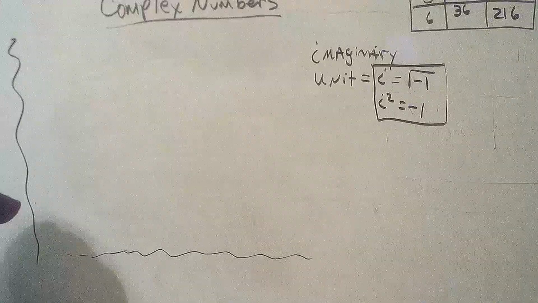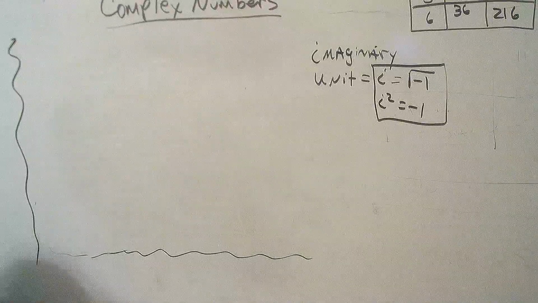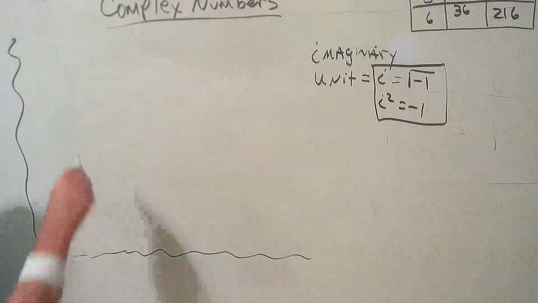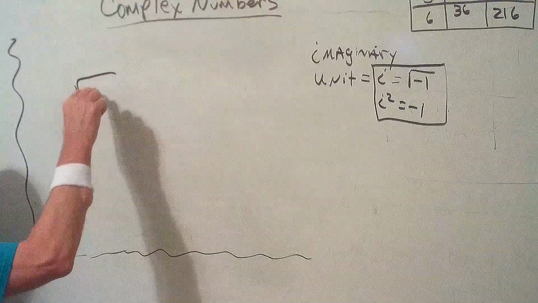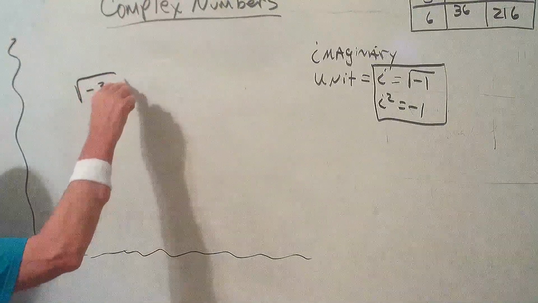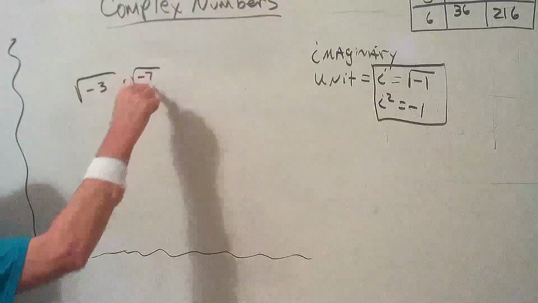Now, what if we have this? And again, they really don't get any more difficult than this. They just get a little longer. So if we have the square root of -3 times the square root of -7.